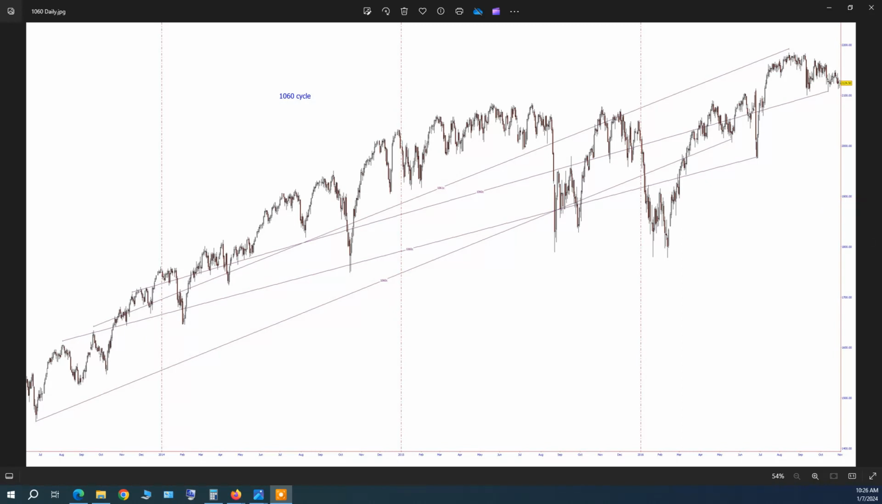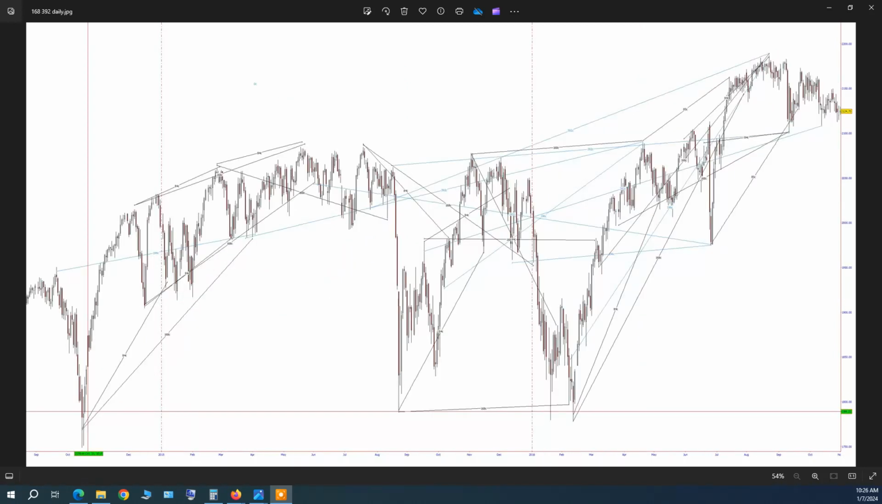Let me bring in one more chart that has two more counts which are shorter than this one. Now on this chart it's quite busy, but you can look at it. I'll blow it up and then roll through it slowly so you can stop the video and look at it. What I'm looking at here is 168 and 392 calendar day cycles.